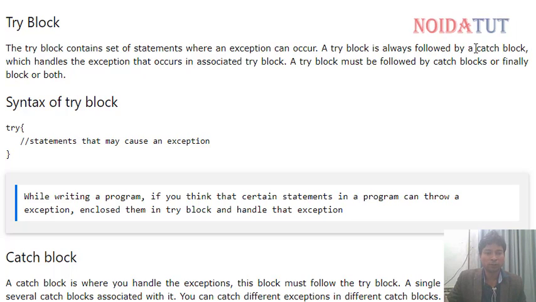Now, let us have a look at the syntax of the try block. This is the try block, and inside it we keep the set of code in which we feel there is a chance of error. While writing the program, if one thinks that certain statements can throw an exception or error, we enclose them in a try block to handle that exception.